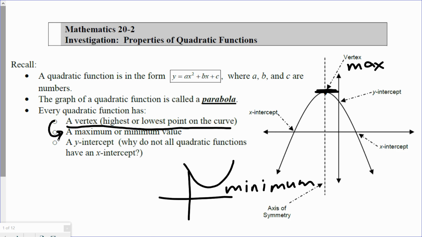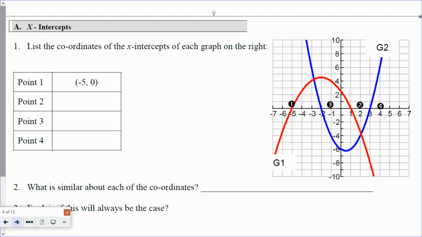All quadratic functions will have a y-intercept. Not all of them have an x-intercept, and a pretty good example is this one. It's opening upwards, and the vertex is above the x-axis, so at no point does it cross the x-axis.